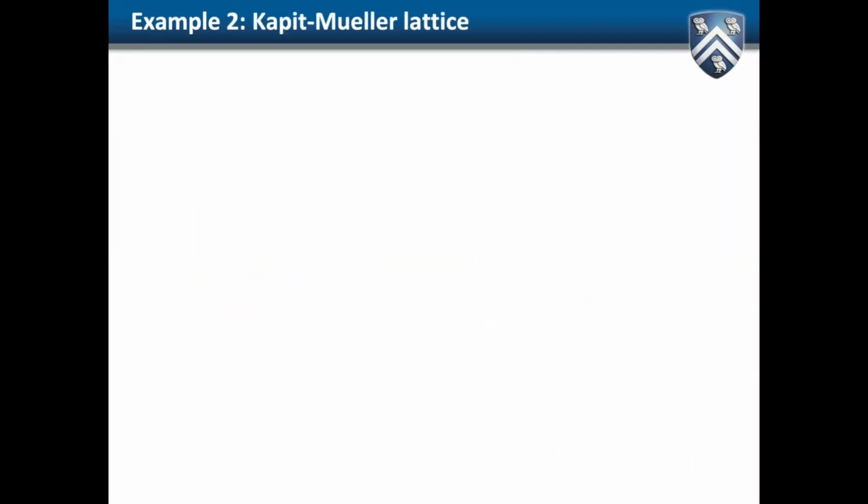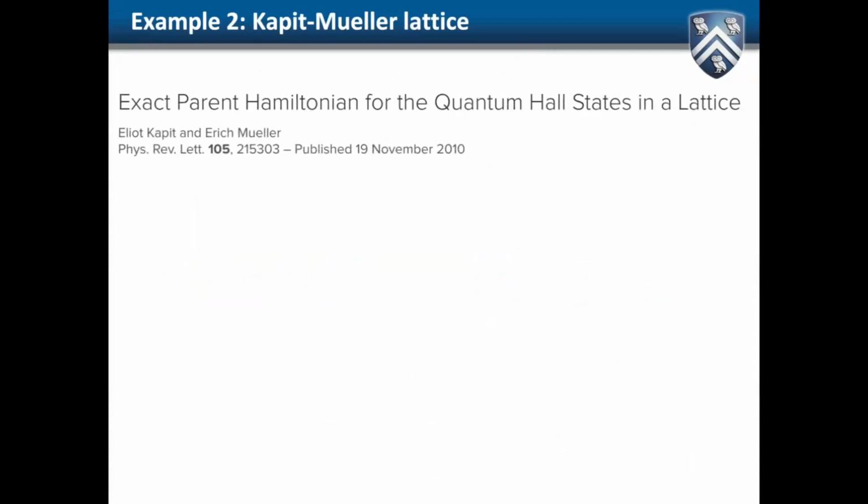And my second example is what I call the Kaplan-Meier lattice. Probably you haven't heard about that name. So in 2010, Eric Mueller and, at the time, his student wrote this paper, and what they wanted to do is to construct a parent Hamiltonian whose ground states are those Landau states but on the lattice sites.